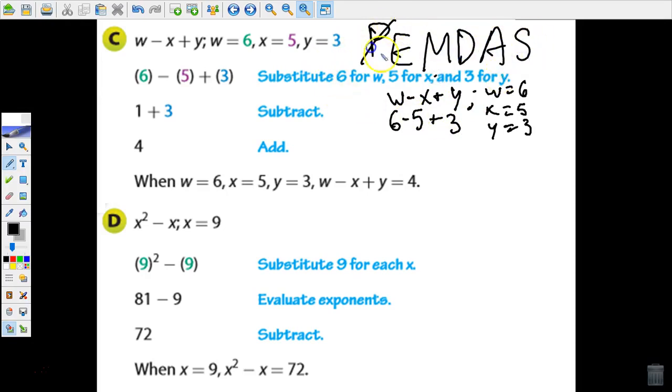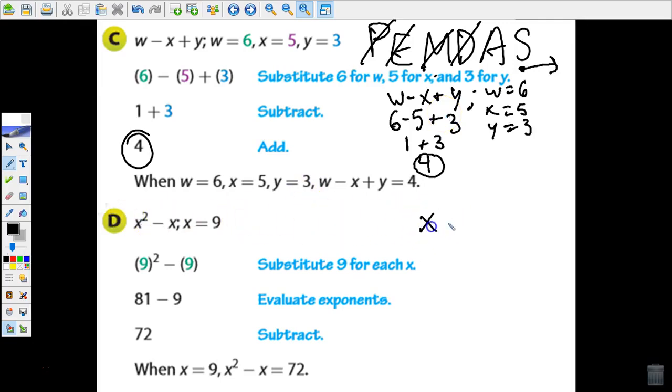So there's no parentheses, no exponents, no multiplication, no division. There is adding and subtracting. So the A comes first, but really it's adding or subtracting, whichever comes first from left to right. So subtraction comes first. 6 minus 5 is 1, plus 3. 1 plus 3 is 4. My answer will be 4, as you see over here. Okay? So adding or subtracting, whichever comes first from left to right.